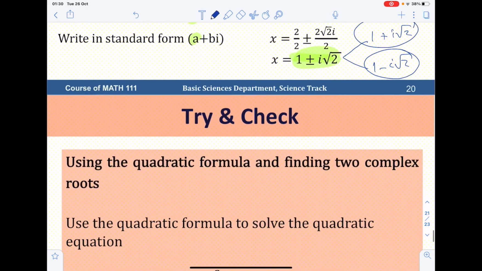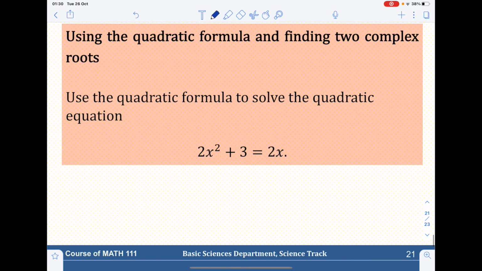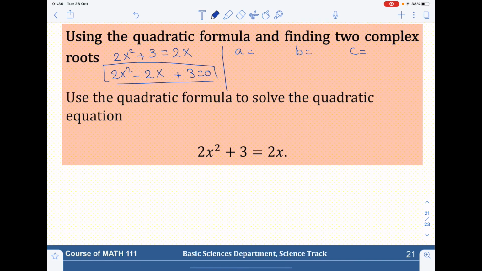Okay, let's see this question over here. We have 2x squared plus 3 equal to x. So the first thing I will do is bring everything to one side: 2x squared minus 2x plus 3 equals 0. Then I'm going to find what is the A value, the B value, and the C value. You can't find A, B, C unless you put the equation in standard form. Now A equals 2, B equals negative 2, and C equals 3.